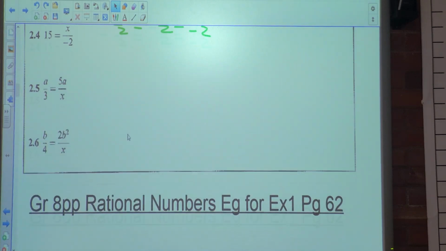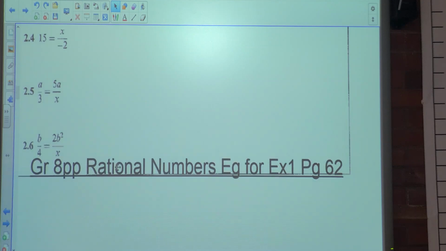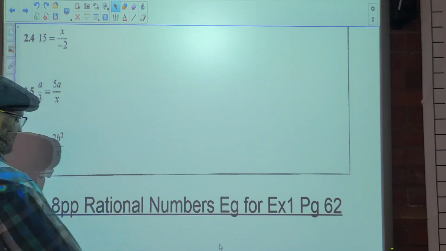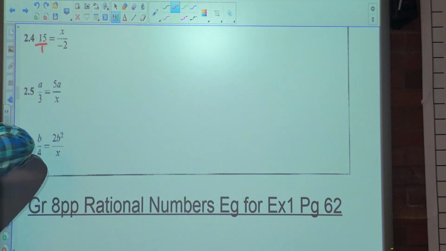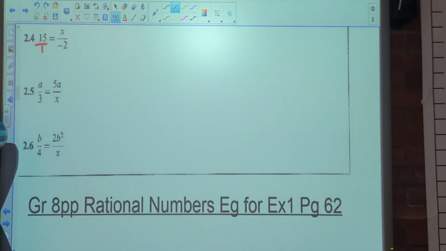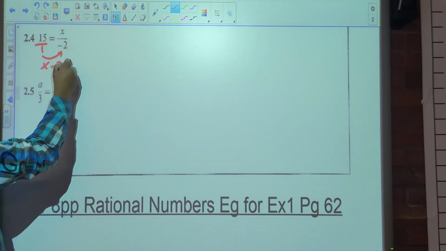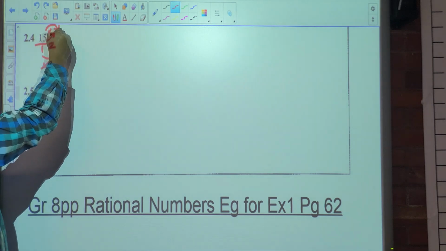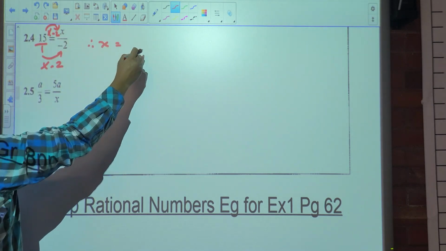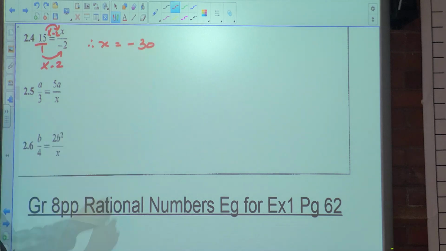2.4. Look at 2.4. Now remember, 15 is naturally over 1. So how do I move from 1 to negative 2? Multiplied by negative 2. So you multiply that also by negative 2. So therefore x is equal to negative 30.